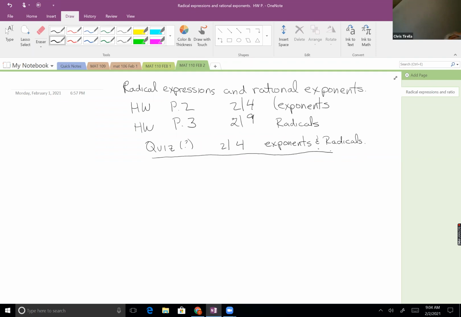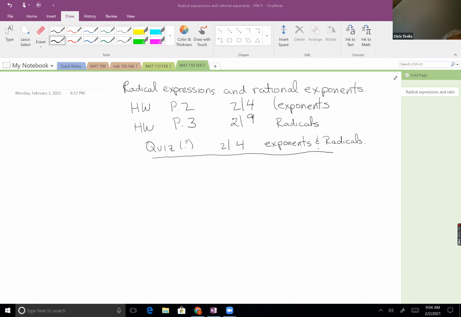Tentatively, there's going to be a coming quiz. I'm not sure if we will be ready for it on Thursday. If not, it will move till next Tuesday. It's going to be on exponents and radicals. And again, whether we have it Tuesday or Thursday is contingent on how far we get today.